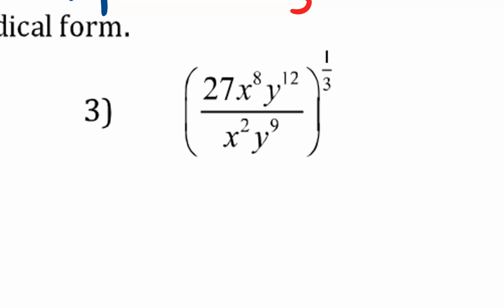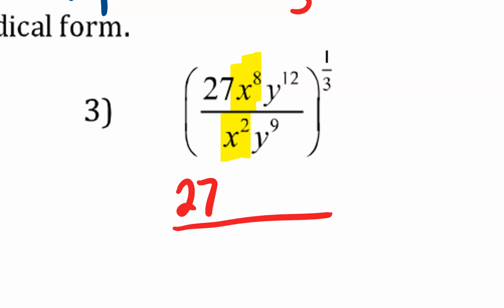27 can't reduce with anything, but the x's can reduce. I'm dividing like bases. One's on top, one's on bottom. That's division. When I divide like bases, I subtract the exponents. Oops. So this 27 is going to stay where it was. This x becomes x to the 6th on top, because 8 minus 2 gives us 6.